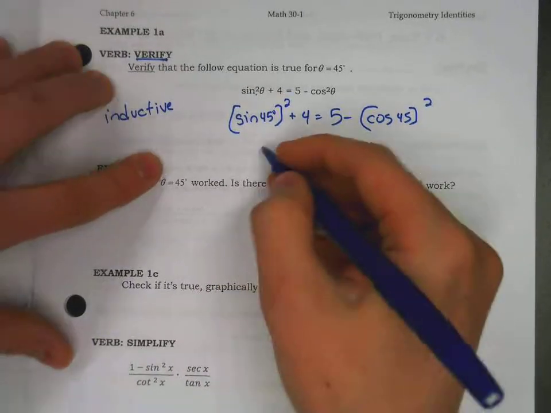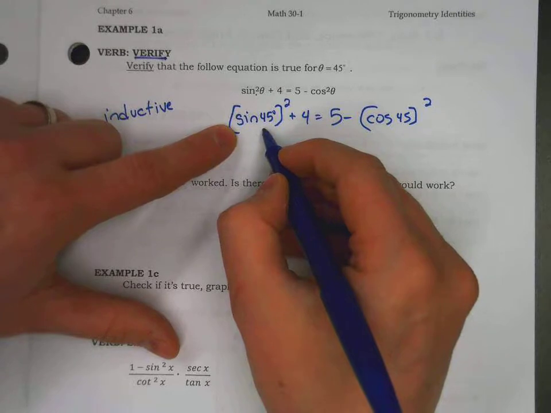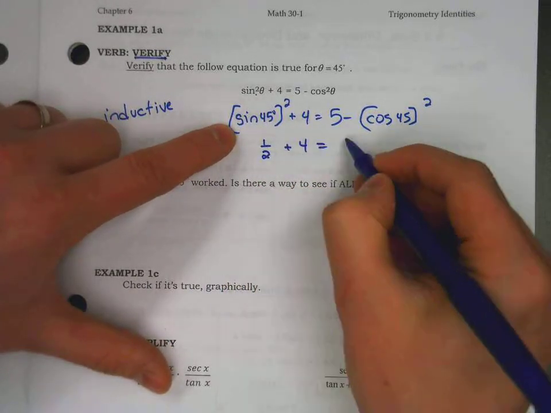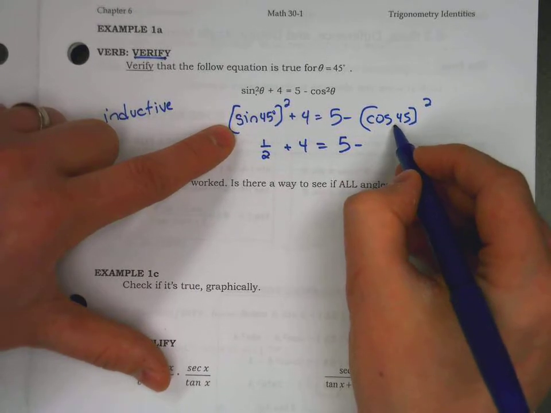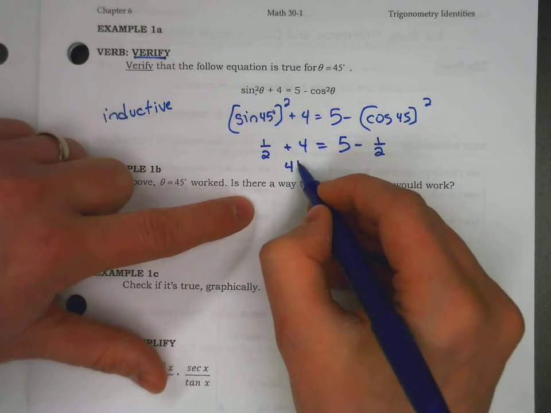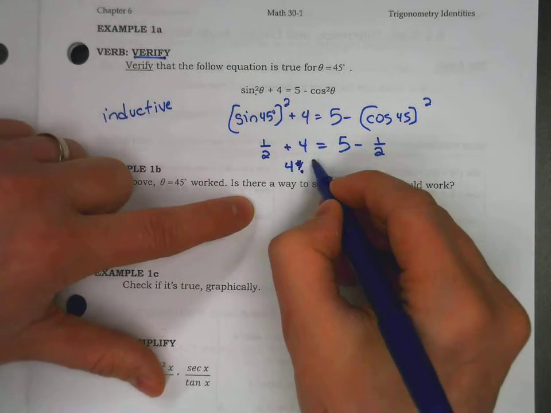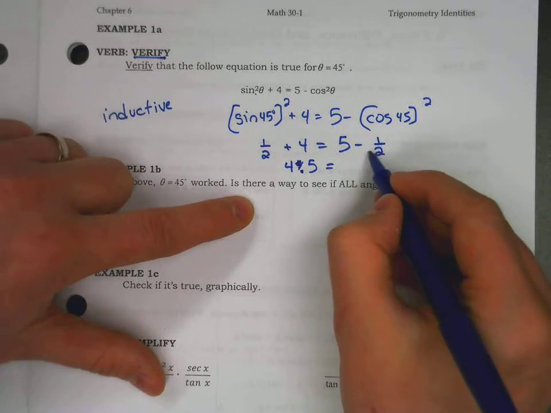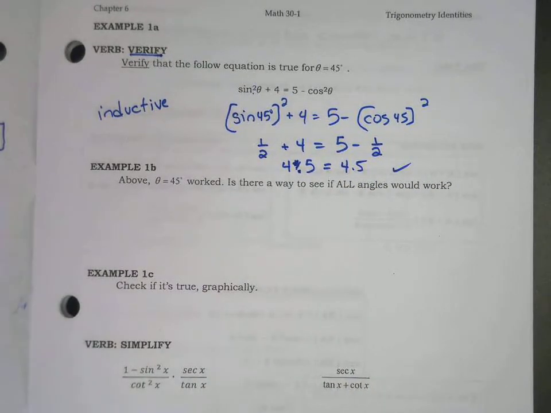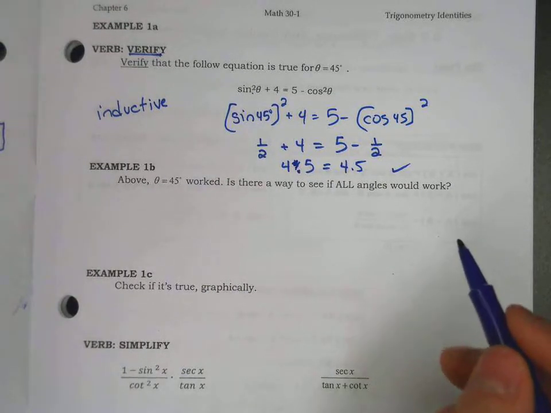Good. So sine of 45 degrees is 1 divided by the square root of 2. If you square that, you get a half. If you take 1 over root 2 and square it, you get a 1/2. We end up with 4.5, equals 5 minus a half is 4.5, which is in fact true. So would I say that this statement is true for 45 degrees? Yeah, you bet.